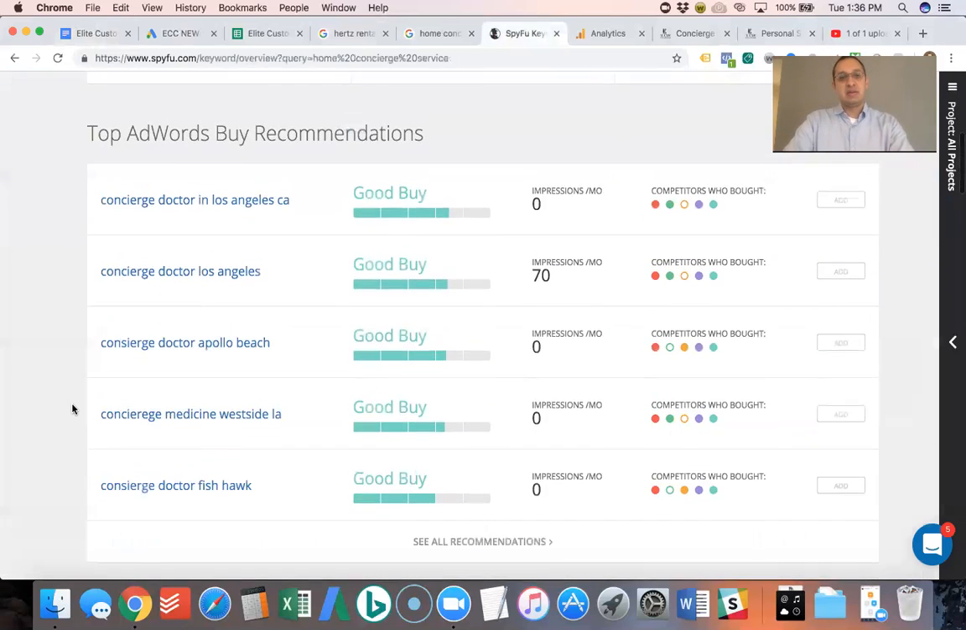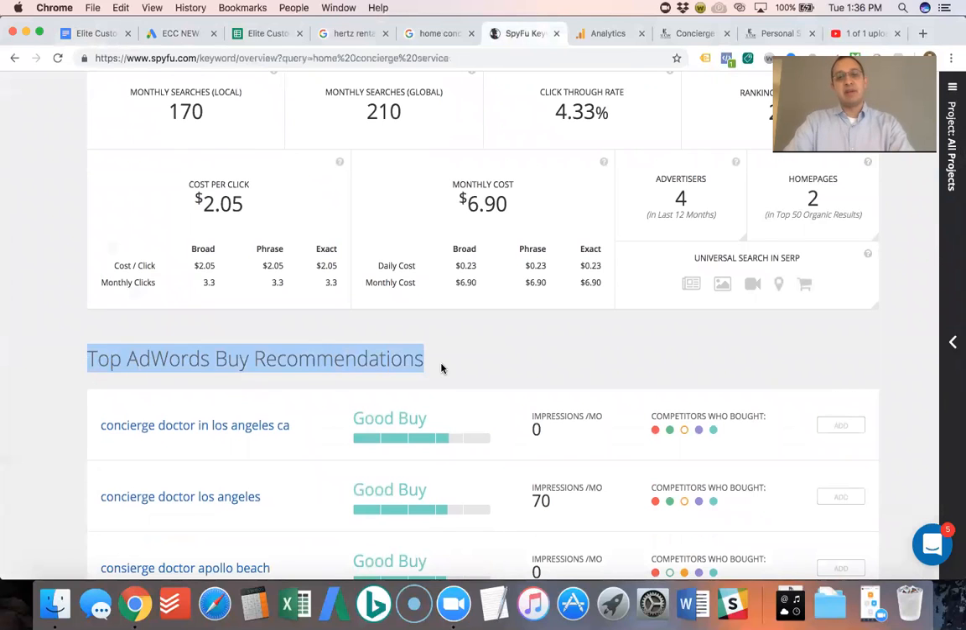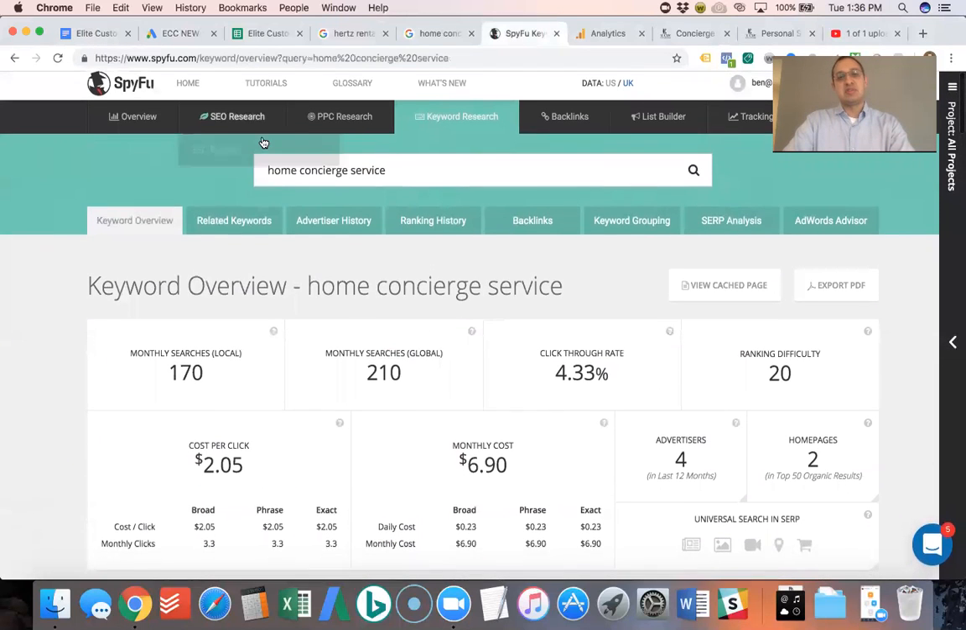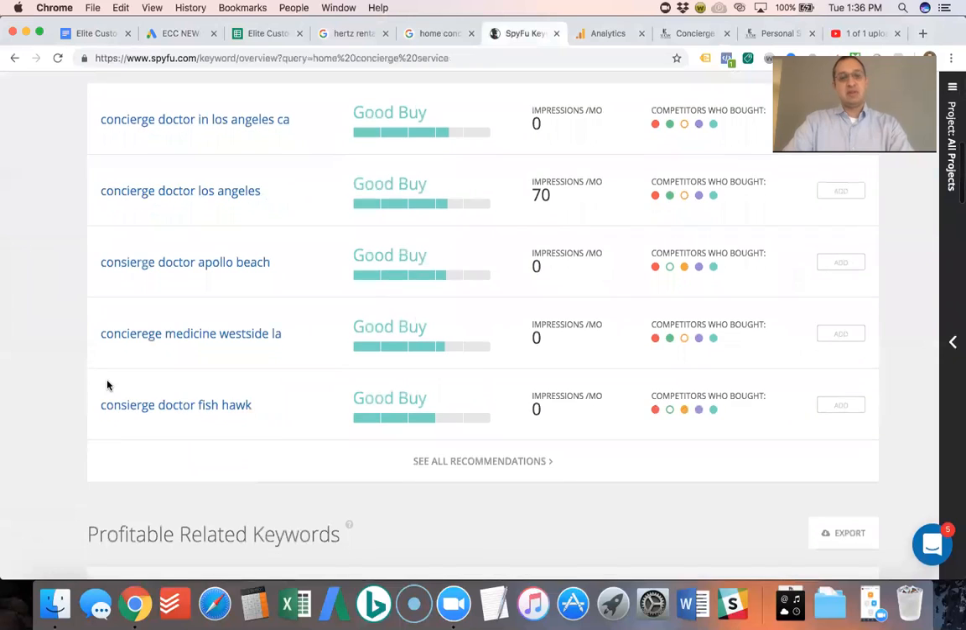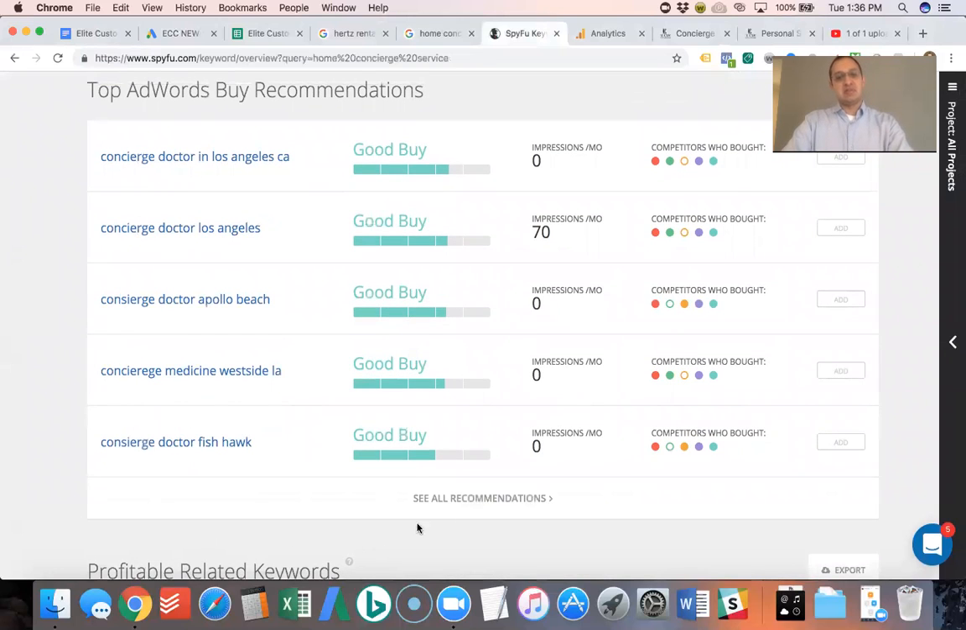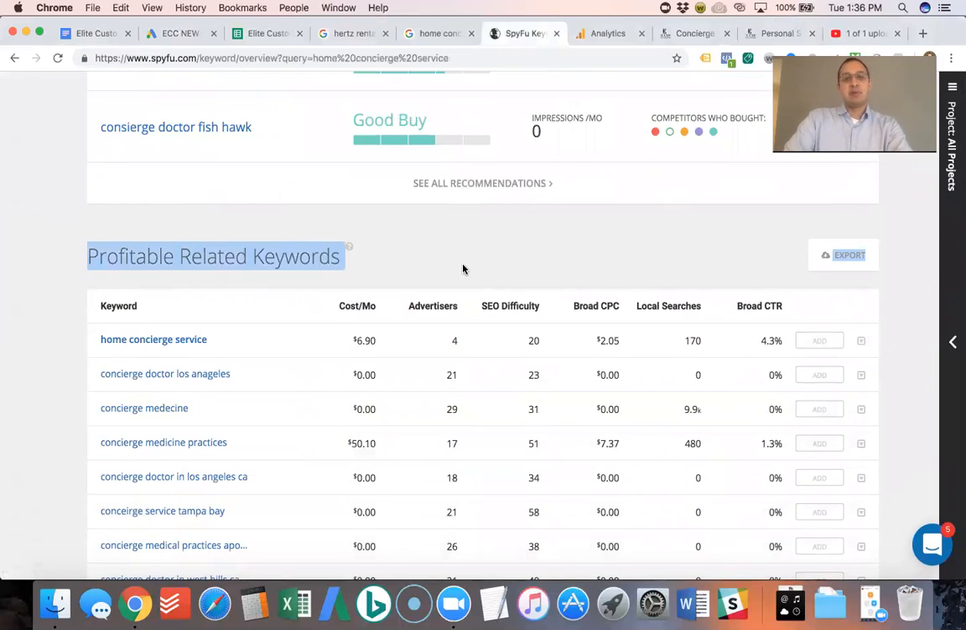Like this one tells you top AdWords buy recommendations. If you're interested in home concierge service, you should also consider these. And so there's a ton of recommendations. Some of these are just going to be local searches that we don't care about, but here's another one, profitable related keywords. You can find negative keywords this way too.